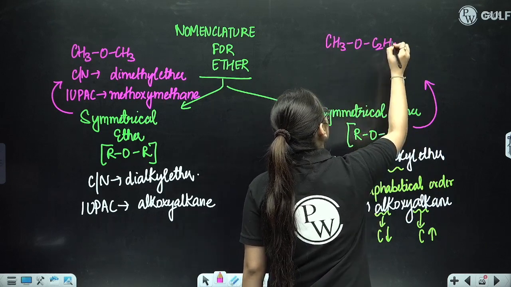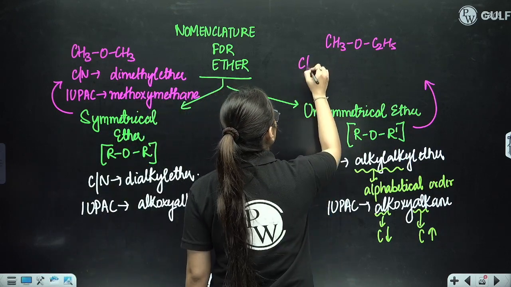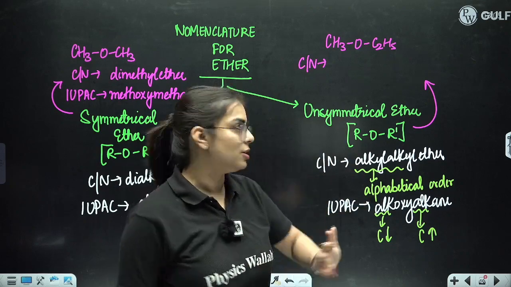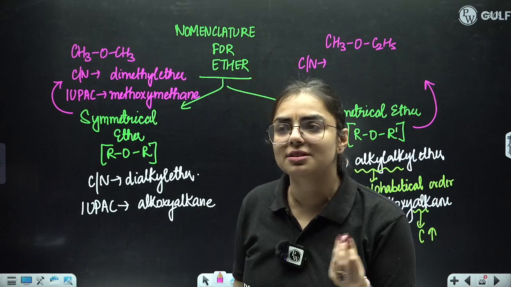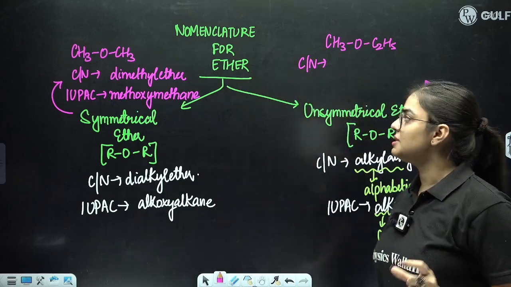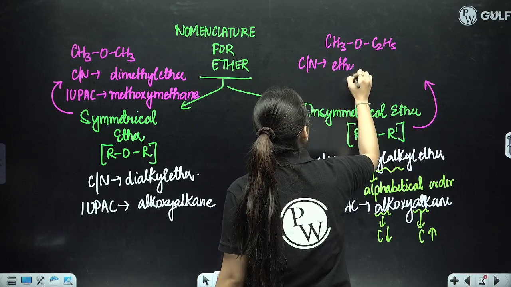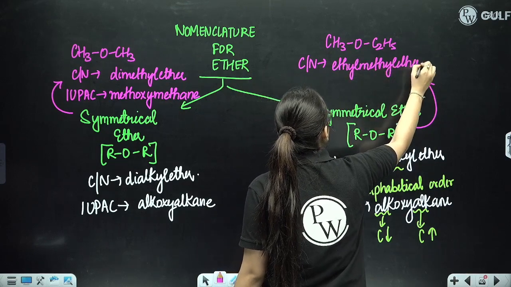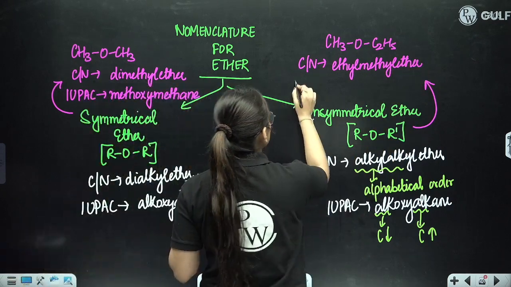CH3OC2H5. Okay, now what is going to be the common name in this particular case? The common name is alkyl ether, and it depends upon the alphabetical order. So it is methyl, it is ethyl. For one carbon it is methyl, for two carbon it's ethyl. So as per the ABCD order, E comes first. So it is going to be ethyl methyl ether.